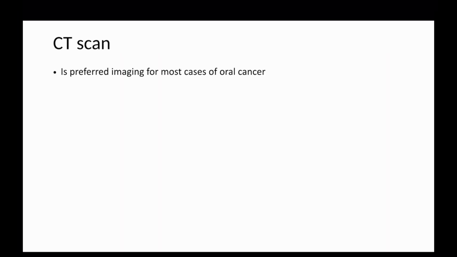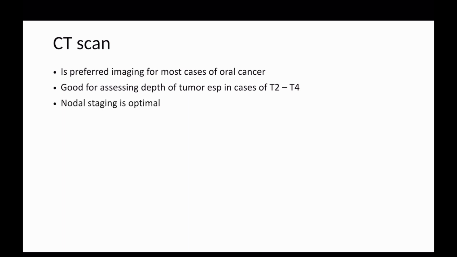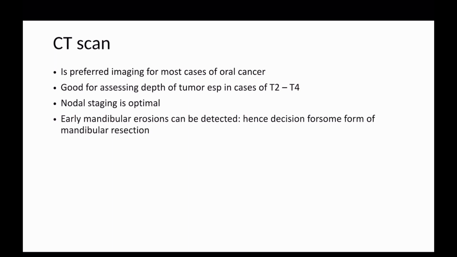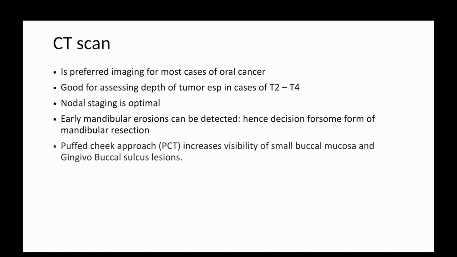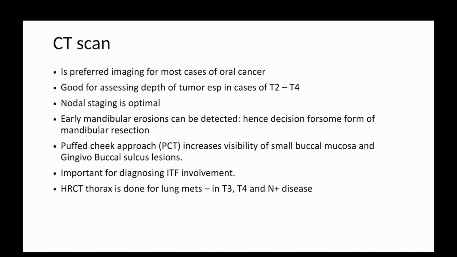CT scan is the preferred imaging for most cases of oral cancer. It is good for assessing depth of tumor, especially in cases of T2, T3, T4. Nodal staging is optimal. Early mandibular erosions can be detected, hence a decision for some form of mandibular resection can be undertaken. Puffed cheek approach, PCT, increases visibility of small buccal mucosa and gingivobuccal sulcus lesions.